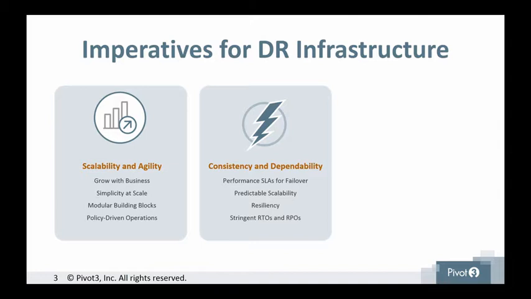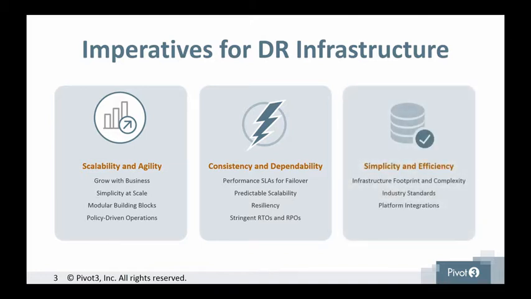Resiliency: the infrastructure cannot go down, because when you fail over to DR infrastructure, that's your primary data center. It cannot go down, and there is no backup for that. And then stringent RTOs and RPOs are essential. I think Zerto is one of the best solutions on the market to deliver you leading edge RPOs and RTOs to meet your enterprise needs. And then lastly, simplicity and efficiency.